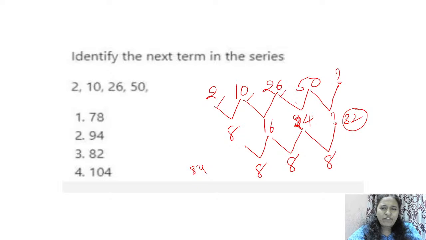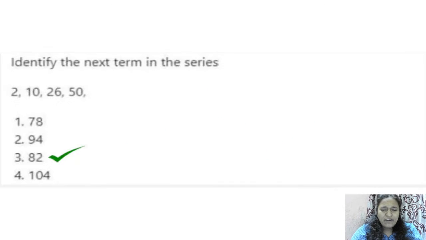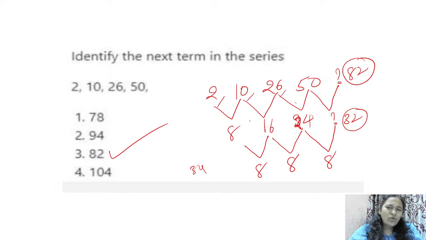What is this? 50 plus 32? 82. The 82 is the right answer here. I hope you understand. We have to do the difference of the difference. The first difference is 8, then the next difference is 16, the next difference is 24, but we don't know this value. That's why we don't know this difference.